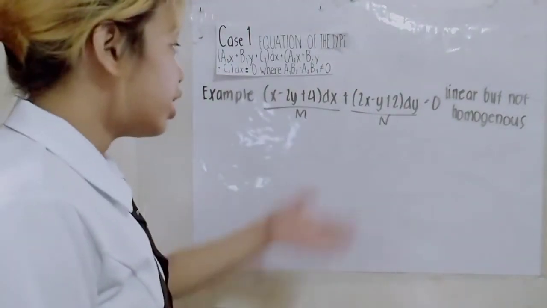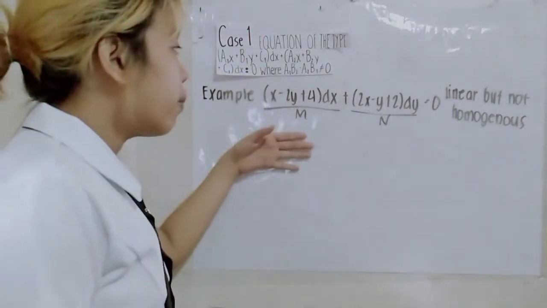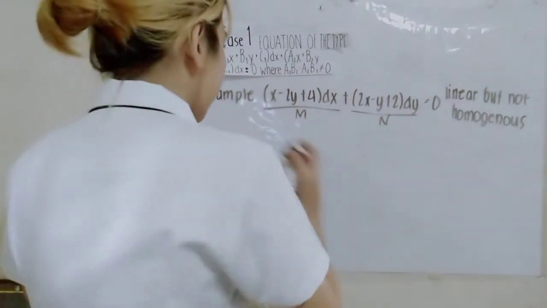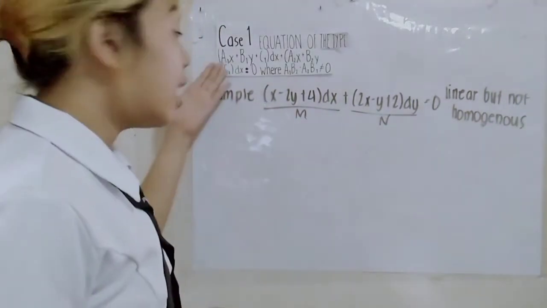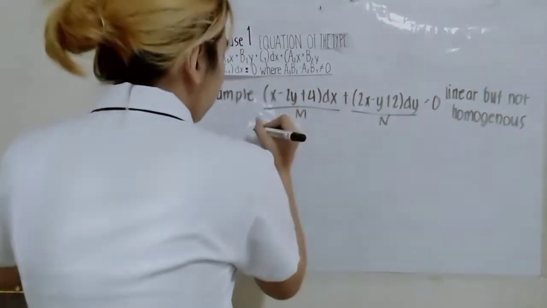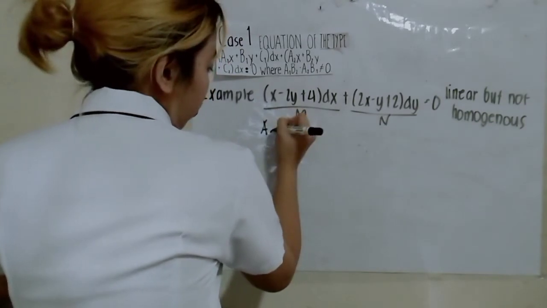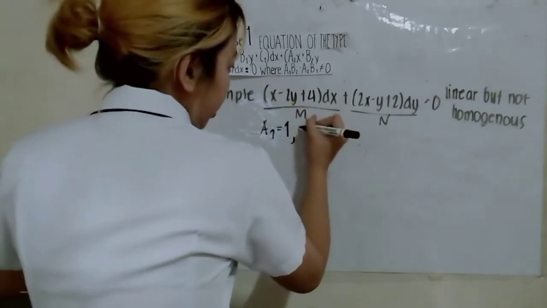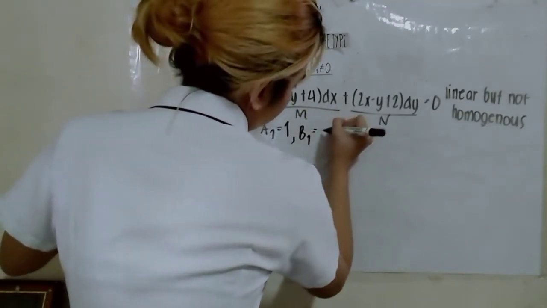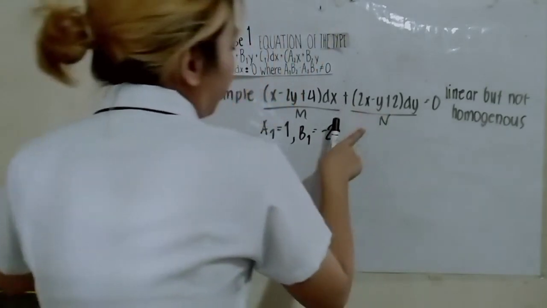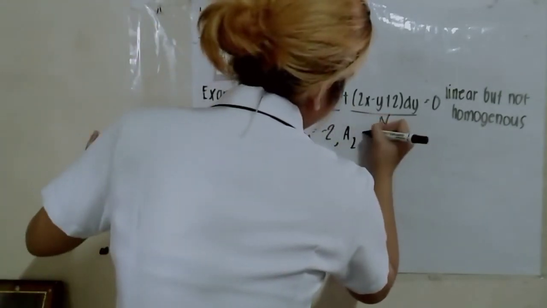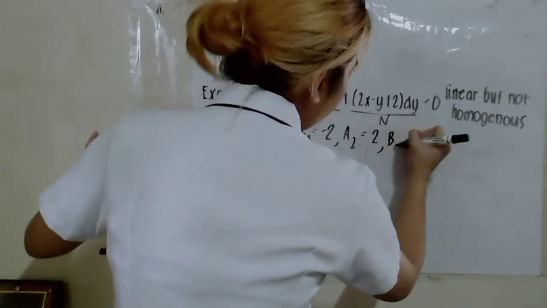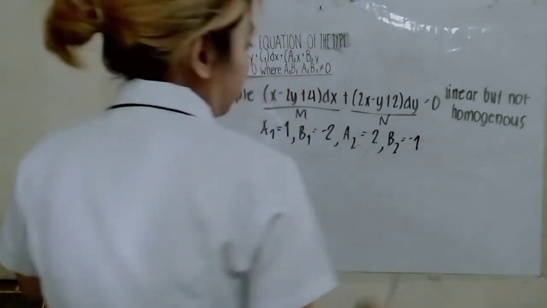So, ngayon naman, i-check natin kung yung value ni a sub 1, b sub 2 minus a sub 2, b sub 1 ay hindi equals sa 0, para ma-consider natin o ma-fall siya sa case number 1. So, value ni a sub 1, kukunin natin, 1. Value ni b sub 1, negative 2. Value ni a sub 2 ay 2. At ang value ni b sub 2 ay negative 1.